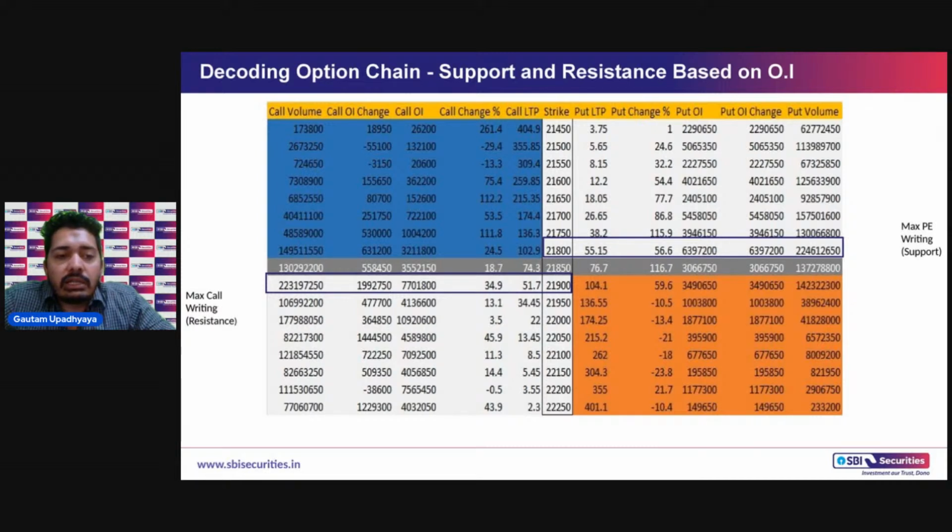The major event today is that we have a major event which will play out in the latter part of the day, which is the Fed's interest rate policy.